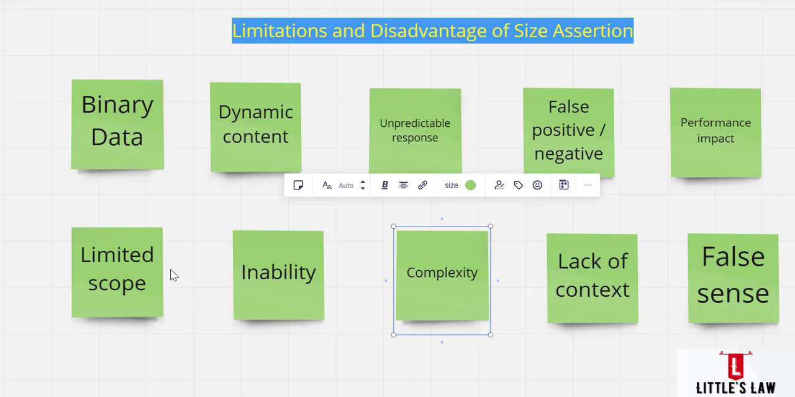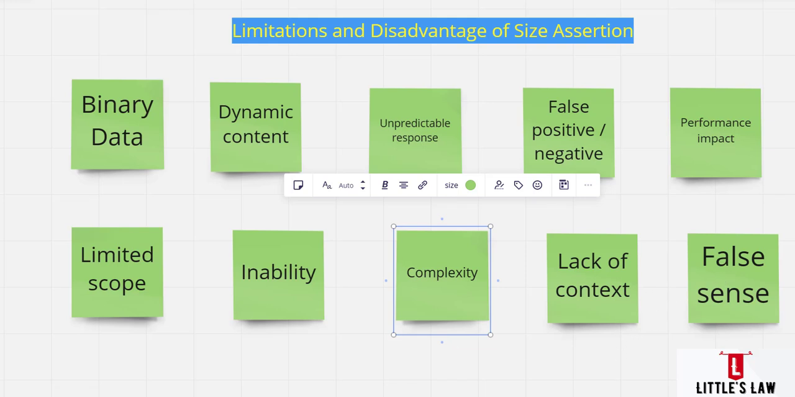And then when it comes to lack of context, the size assertion does not provide any contextual information about the response, such as the request that generated the response or the expected behavior of the application. This means that it may be difficult to diagnose and troubleshoot issues based solely on the size assertion results.